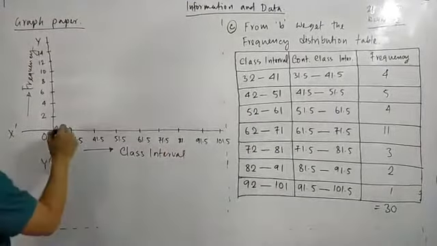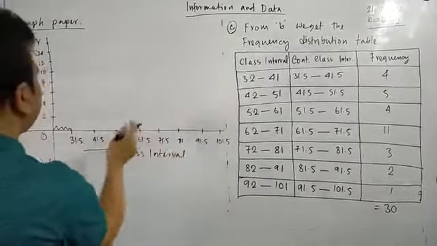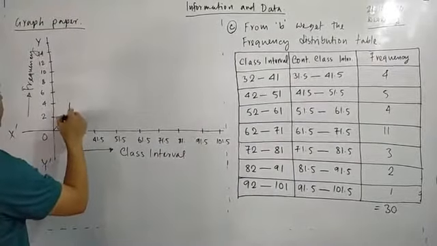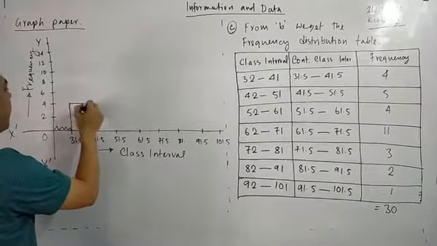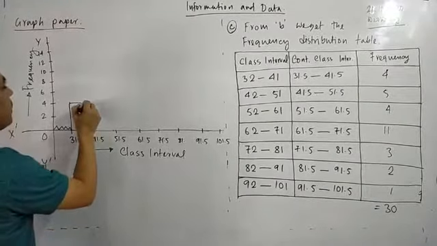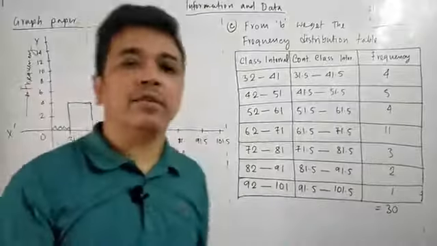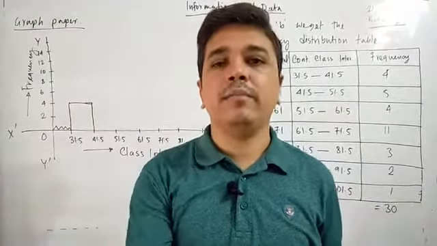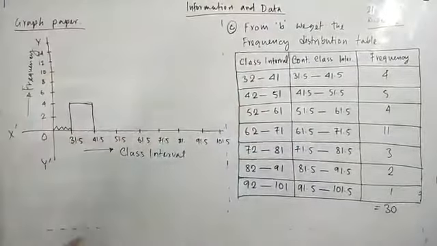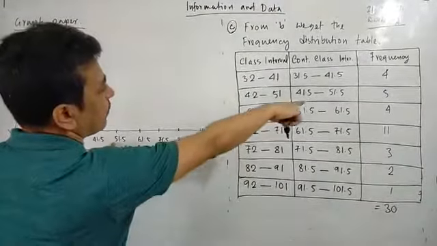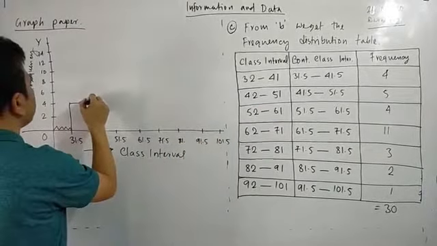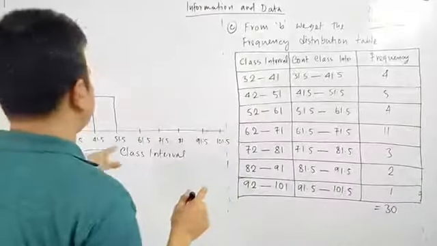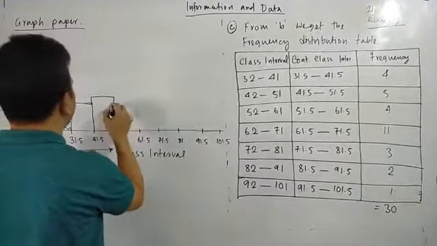Okay, so look at 31.5 to 41.5, we have frequency 4, so we will take up to here. In the graph paper it's very easy to understand how to take it. Okay, this is white paper, that is why I am just showing you how you have to draw the figure, or how you have to find out the histogram. Okay, so 41.5 to 51.5, it is 5 here, so we are going a little upper. Okay, 51.5 to 61.5, it is 4. Okay, so it is 4.